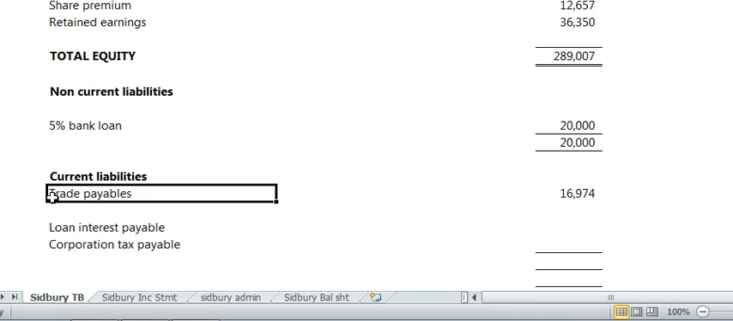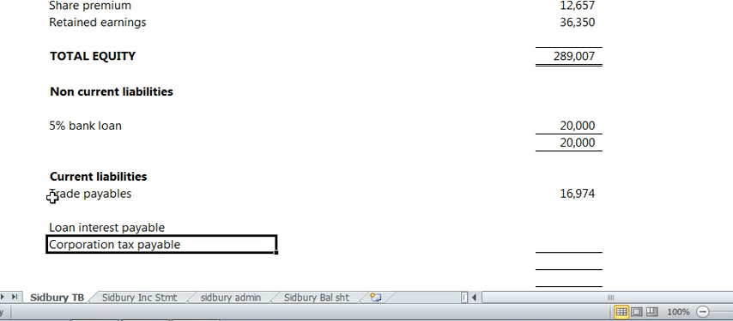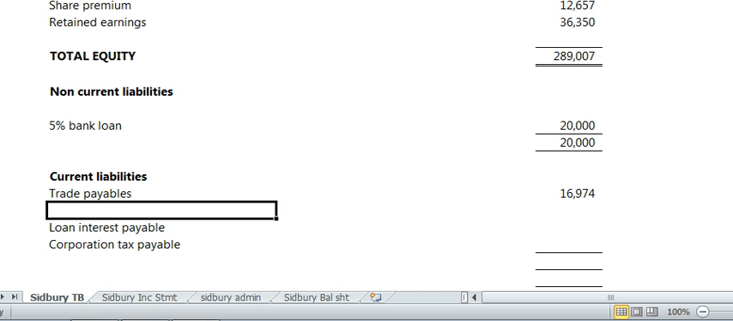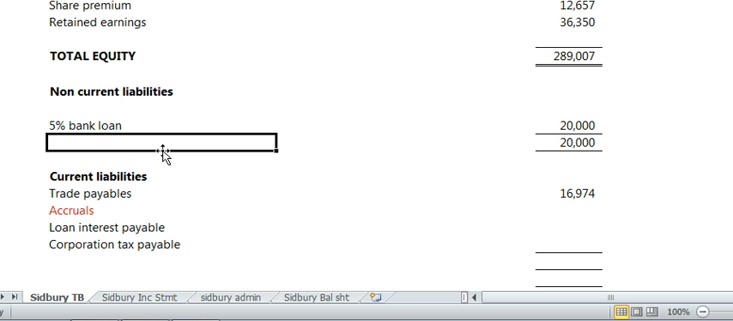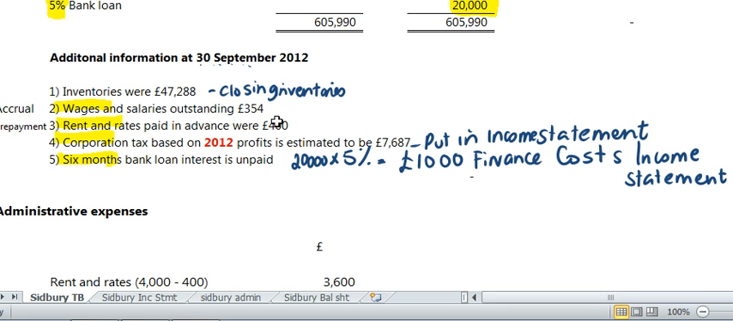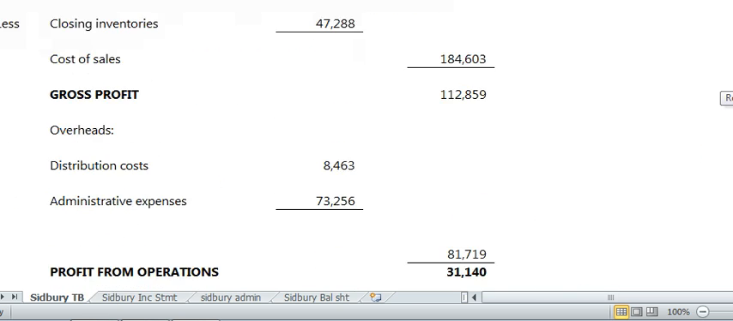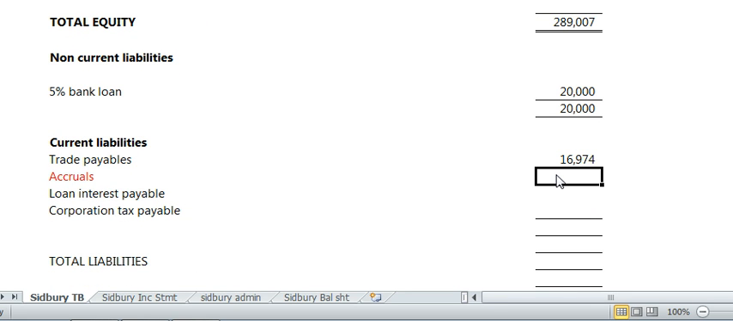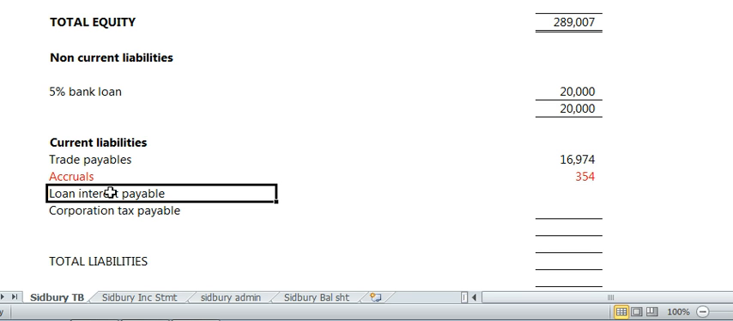So you're used to seeing trade payables, loan interest payable, and tax payable, but this time you've got a little bit more work to do in terms of working out the numbers. First of all, I want to introduce the new thing, which is the accruals. Now remember, accruals are the complete opposite of prepayments. If we look at the question above, the company owes 354 for wages and salaries, so it's not paid at the end of the year. Amounts that are unpaid and are due to be paid within a year are called current liabilities. Stick in the 354.